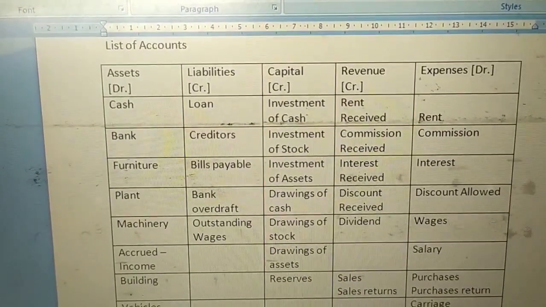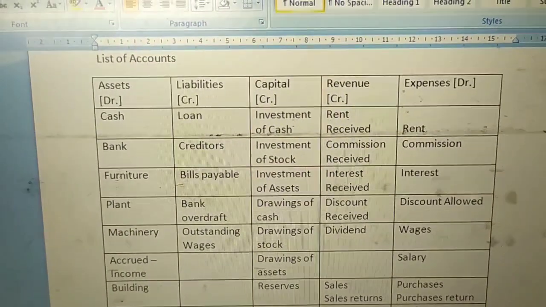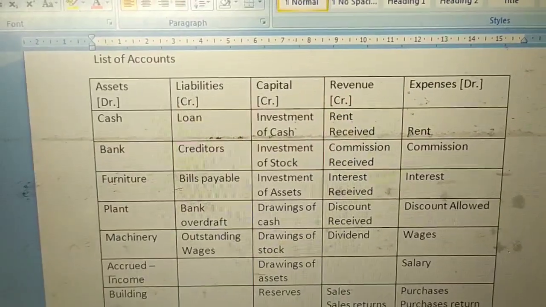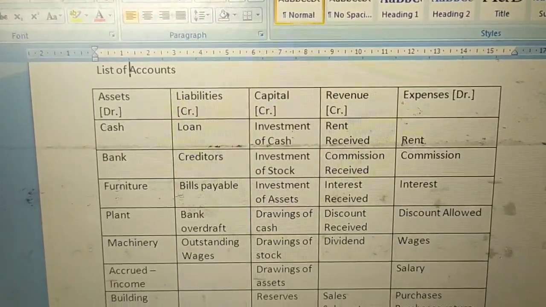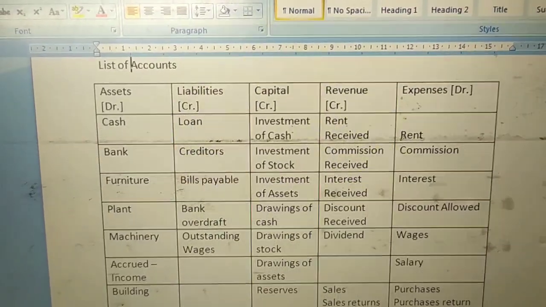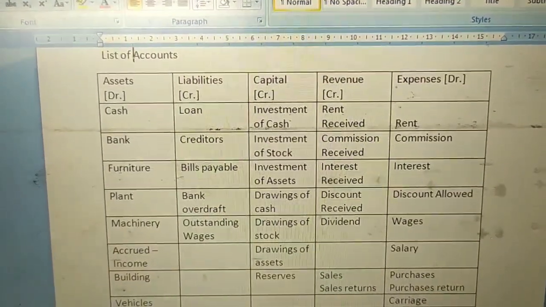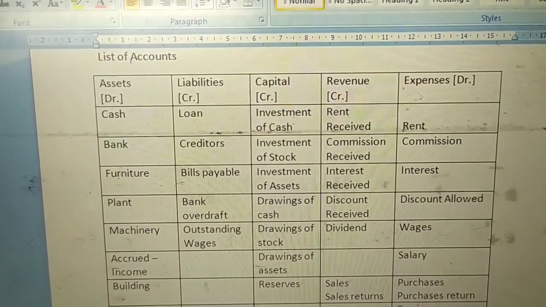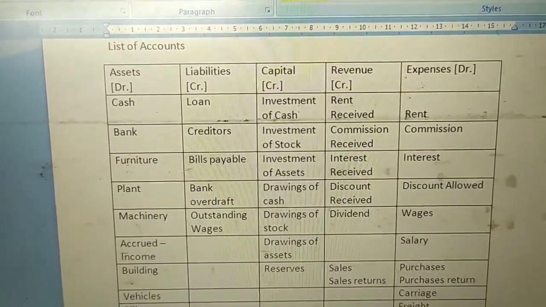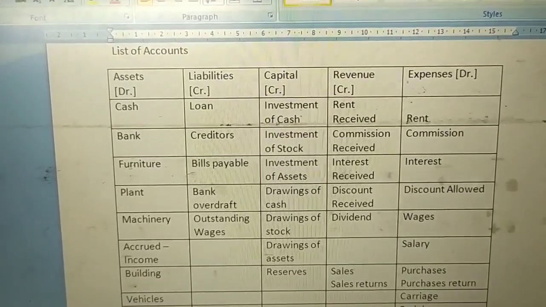Then revenue, that is nothing but income. There are different types of income. Some are indirect incomes. Indirect means not directly related with the business. They are rent received, commission received, interest received, discount received, even dividend received. Sales is the direct income of any business. That is the main source of income, direct income. Sales, that is also revenue.